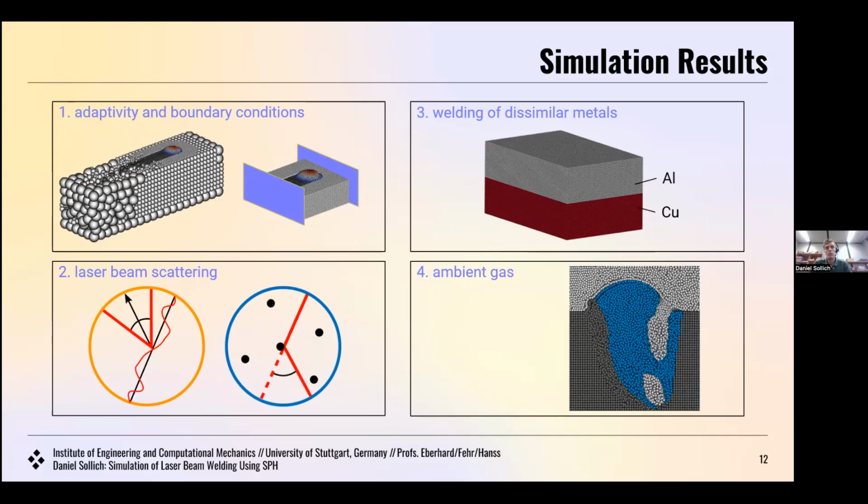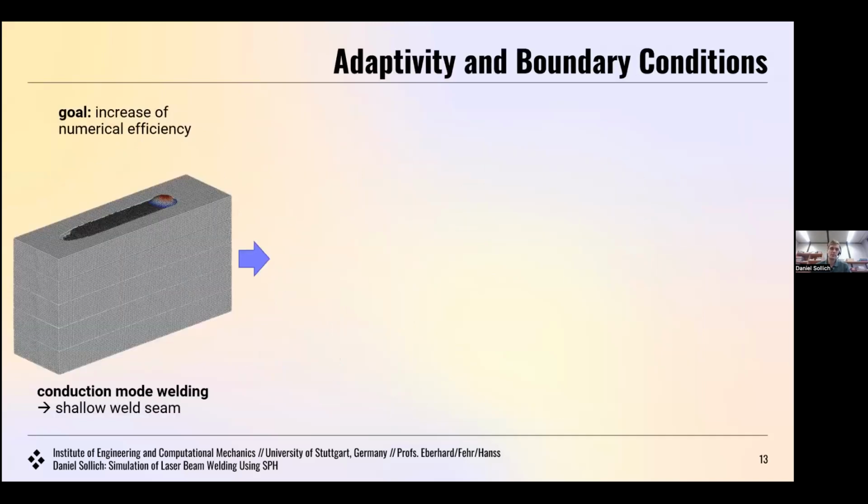First of all, I want to present some adaptivity and boundary conditions which aim at reducing the simulation time. Then I want to present the influence of laser beam scattering. I want to present the welding of dissimilar metals, and last, the influence of the ambient gas. So as mentioned before, the goal of the adaptivity and boundary conditions is to increase the numerical efficiency.